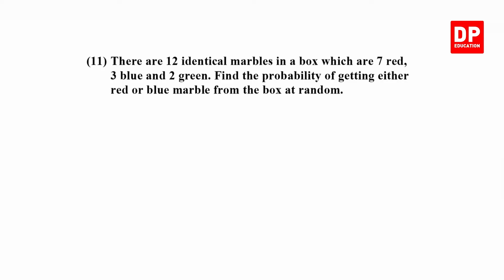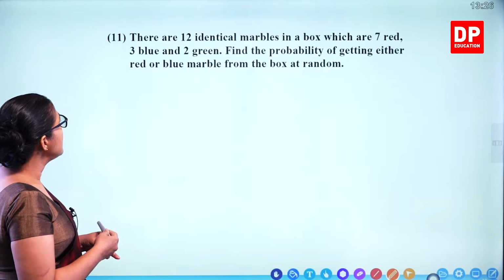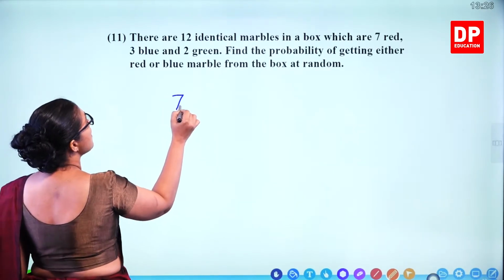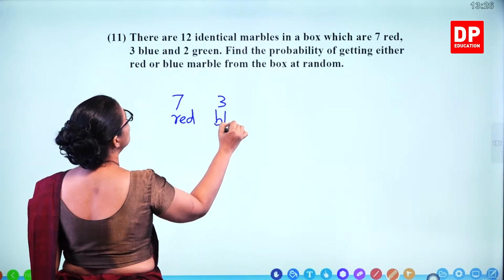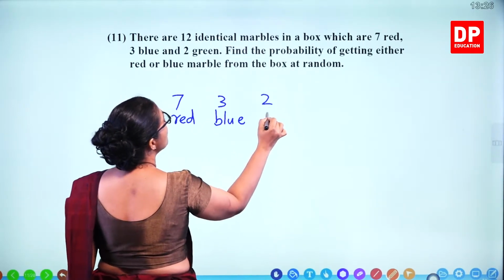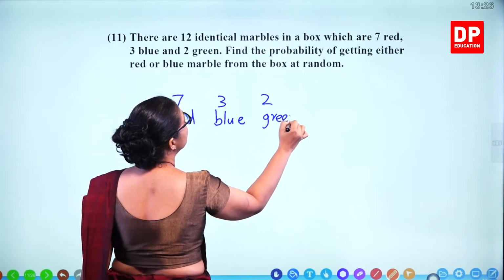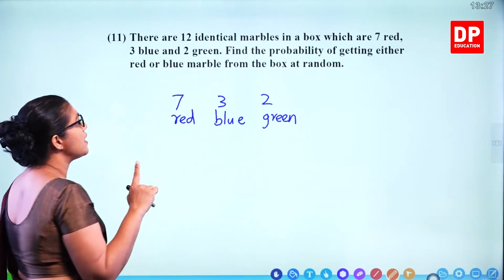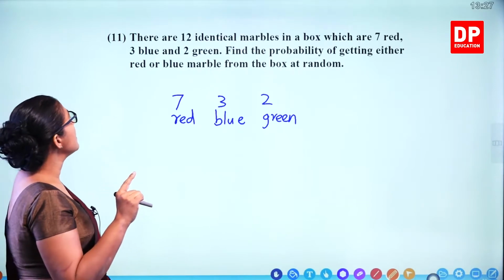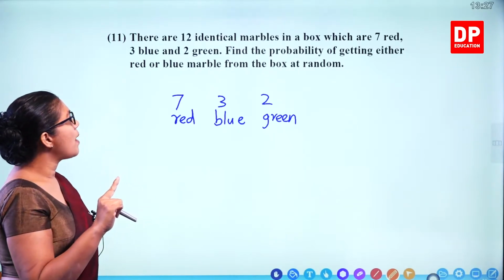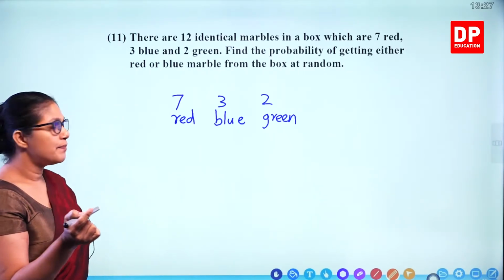Question number 11. There are 12 identical marbles in a box, which are 7 red, 3 blue, 2 green. 7 plus 3, 10, 12 identical marbles. Find the probability of getting either red or blue marbles from the box at random.